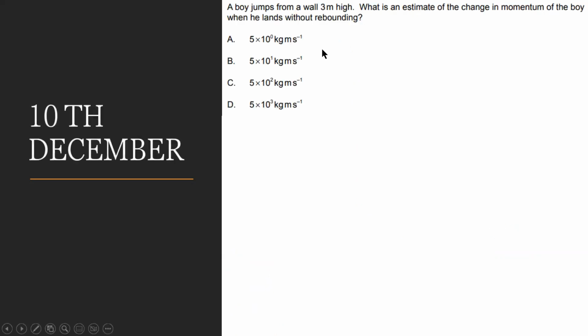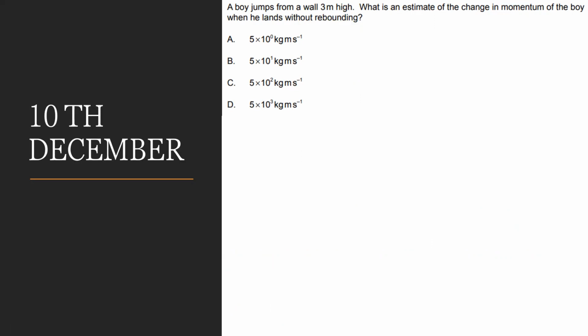A boy jumps from a wall 3 meter high. What is the estimate of the change in momentum of the boy when he lands without rebounding? He jumps from a wall of 3 meter high. And what is the estimate of the change in momentum? Okay, you have to assume something over here because the question says estimate. And the moment he jumps down, the clue is that you can find out the velocity by using some method. Okay, you need to think about what could be the method and finally provide the answer.